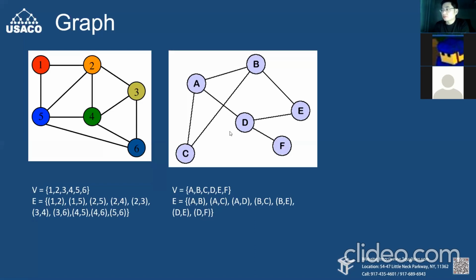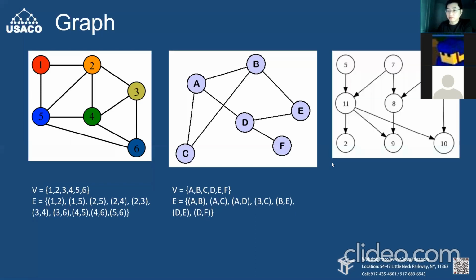Why? Because, for example, a D and an A, we cannot tell which one is parent, which one is child. We can only know they are connected. A is connected to B, C, D, 3 different vertices, so they have edges. At the same time, D is connected to A, E, F. So that's graph. Okay, look at the last one.